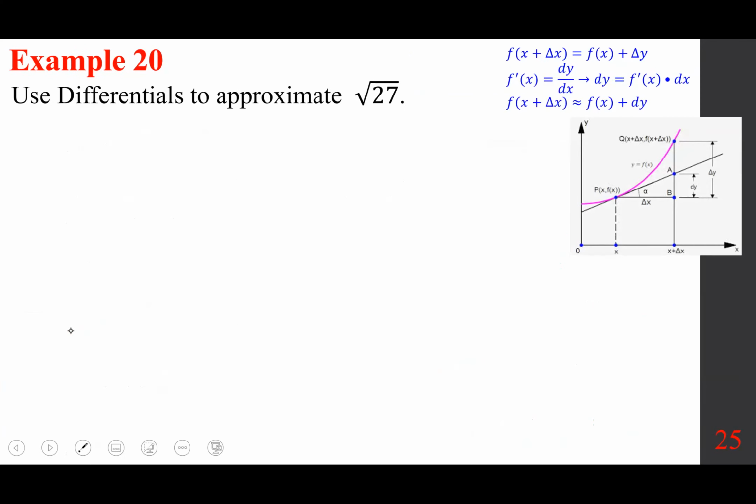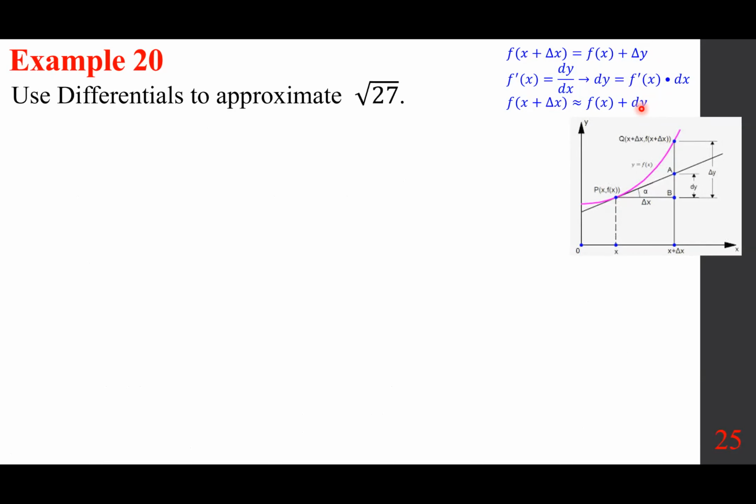We want to use differentials to approximate the square root of 27. So what do we need to do? I'm reminding you that f(x + Δx) is f(x) + Δy, and that's exact. f'(x) is dy/dx, so dy is f'(x) dx. So over here, if I replace the Δy with dy, it's an approximation. I'm using the differentials to come to the answer.